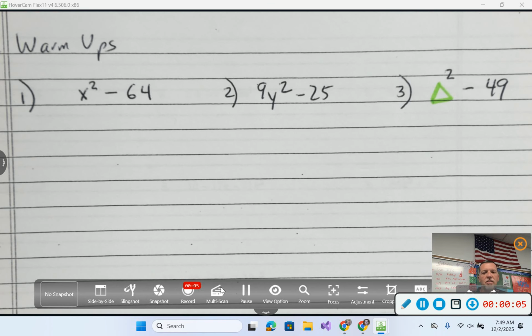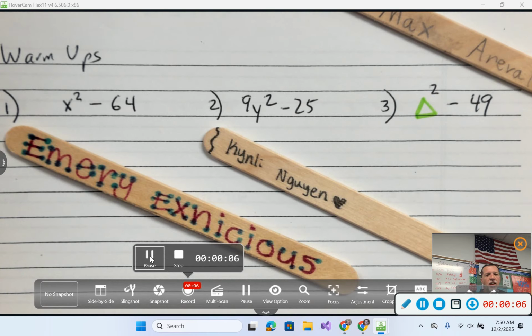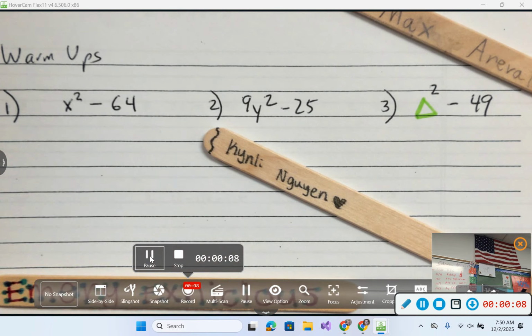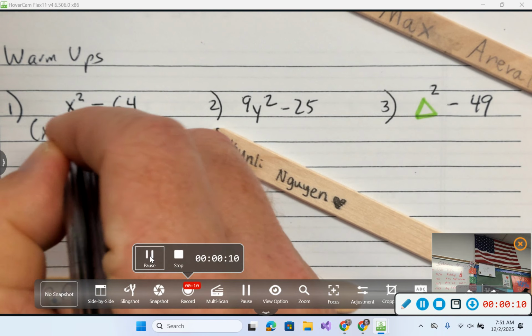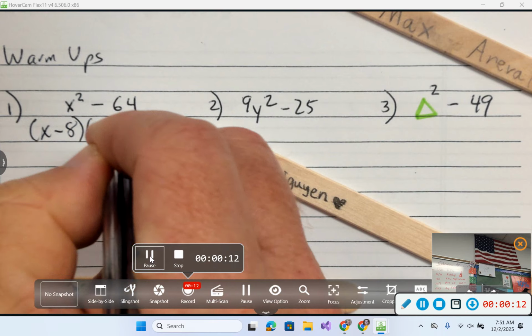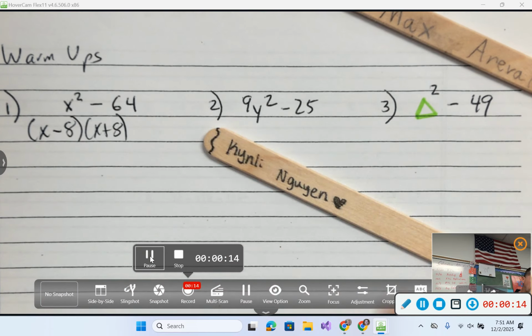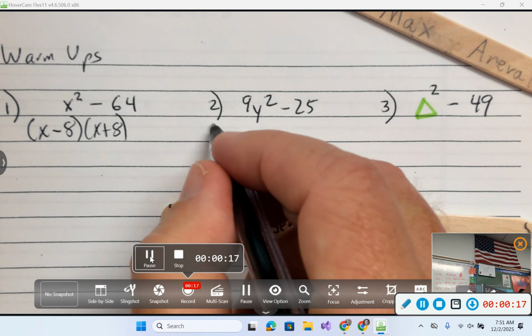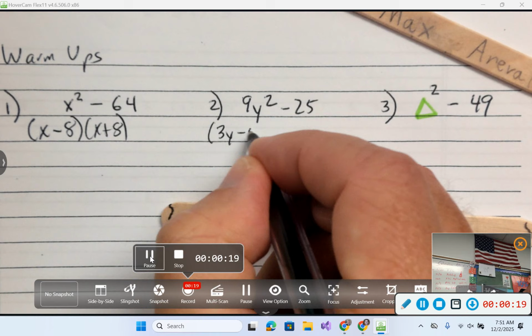A couple of warm-ups to get started. All right, Emery, start us off. x minus 8 and x plus 8. Yep, x minus 8, x plus 8. Kinley, how about 9y squared minus 25? 3y minus 5 and 3y plus 5.